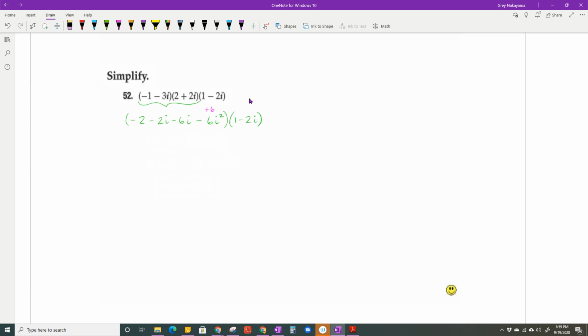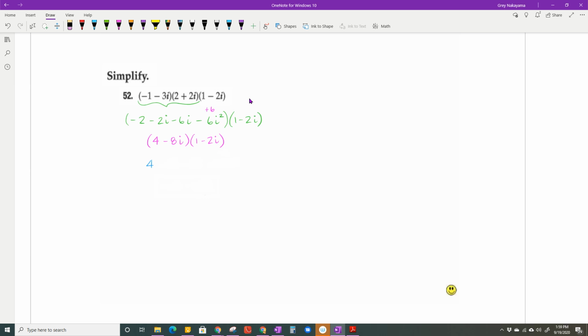So my real parts, negative 2 plus 6 is 4. And then negative 2i minus 6i is negative 8i. Again, carrying down the rest of the problem. And now I'm back to where I was in the beginning. I'm going to FOIL two complex numbers. So my first term is 4 times 1.